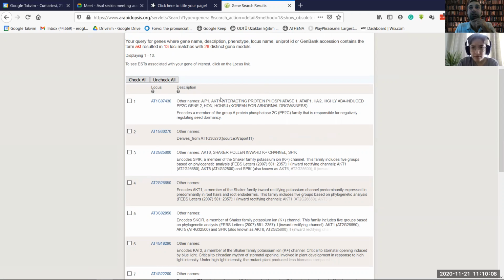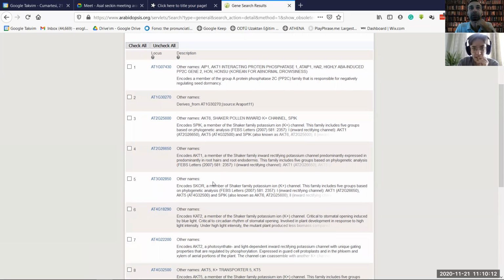I think this is a phosphatase, not a transporter. I think you're looking for more of a transporter. So this is a potassium channel, AKT6, for example. And all these, I mean, this is also AKT1. Do you have a particular AKT you want to check out, or should we just go with one of them?